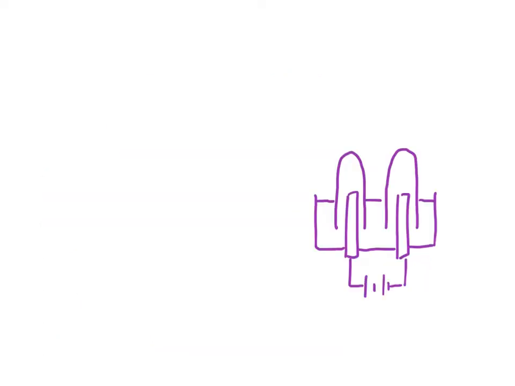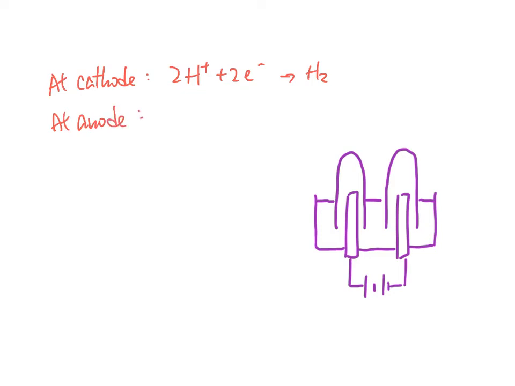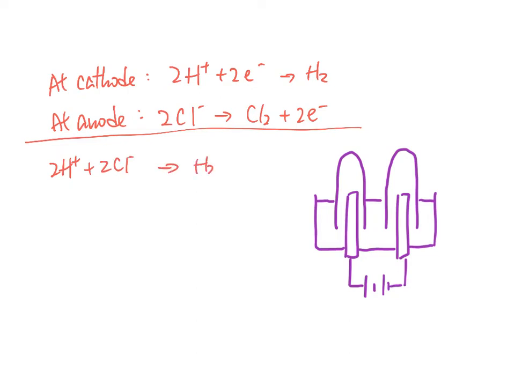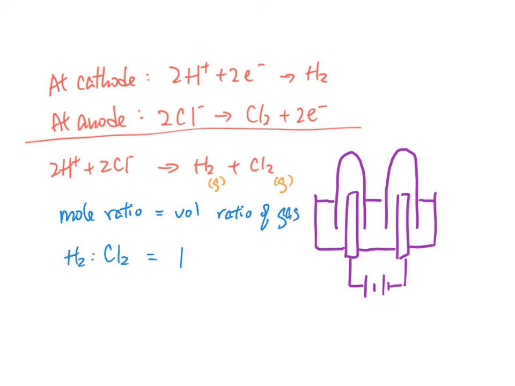So let's see what happens. At the cathode, H plus becomes hydrogen, while at the anode, Cl minus becomes Cl2 plus 2 electrons. When you combine the equations, 2 H plus and 2 Cl minus become H2 and Cl2. So this time you can check the coefficient as well, because both are gases. If you remember, just now we mentioned the mole ratio equals the volume ratio of gas. So right here, the H2 to Cl2 ratio will be 1 to 1.